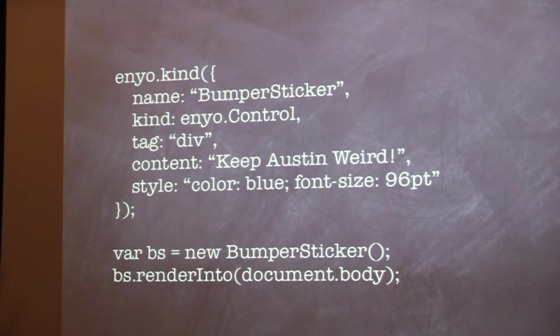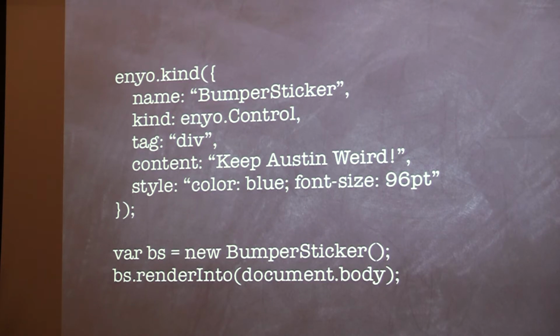Controls also support styles. So we've gone here and directly set a color blue and a font size style on this. But then the key thing here, we create our bumper sticker, and at the very end we do a render into. What render into does is it names a DOM node, in this case document body, and then it's going to go through the control and all the objects that control owns and build up this big tree of HTML.